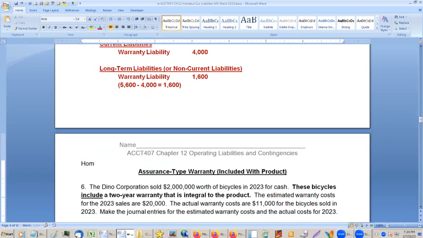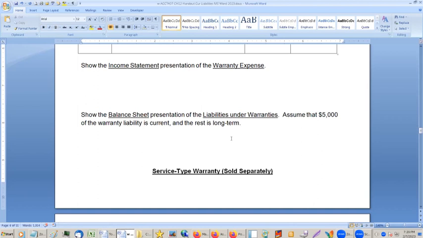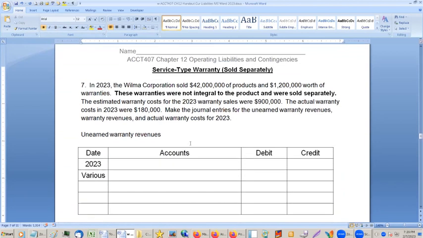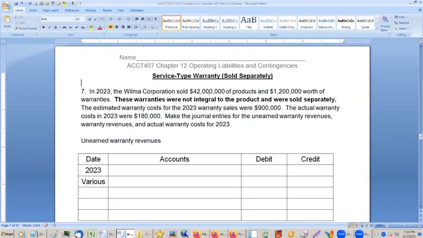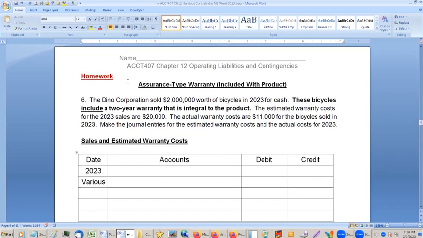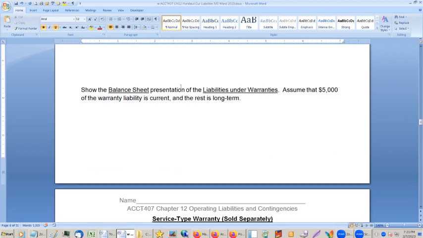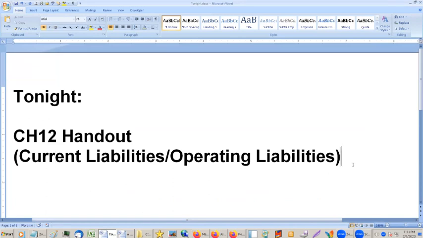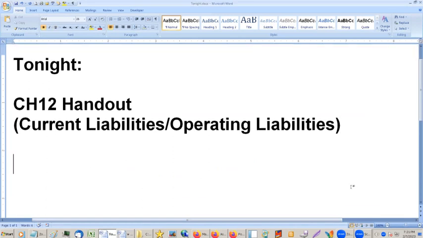All right, I'm gonna give this one for homework. And I think that's gonna be it for tonight, because this down here is a different type of warranty. And these are way different. I don't want to confuse them. So number 6 will be homework. And then we'll pick up and do the rest of these next week. So next week, let me go back to this.